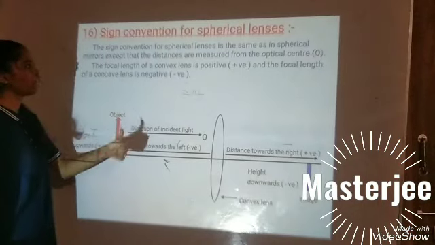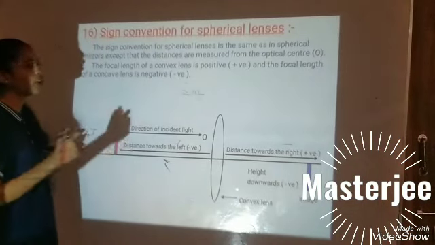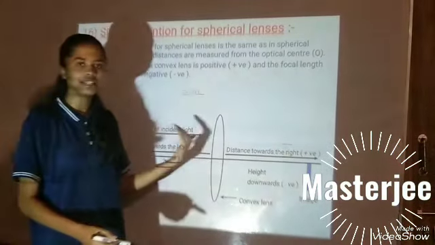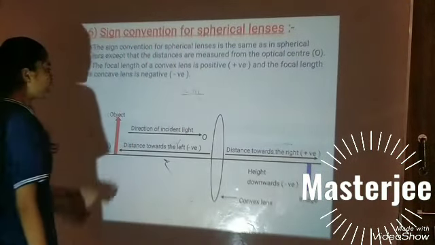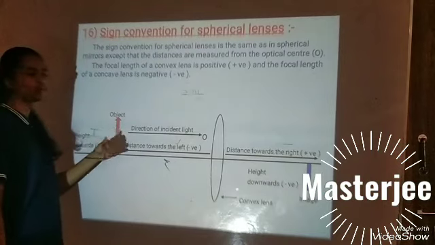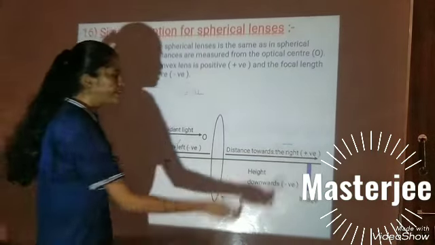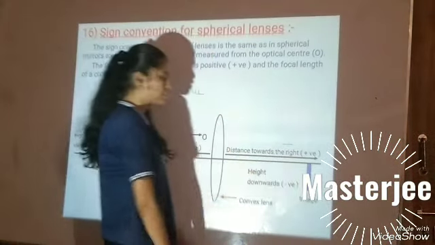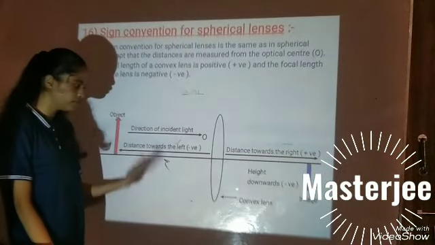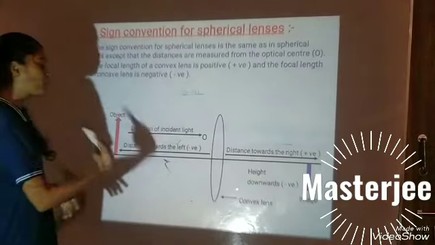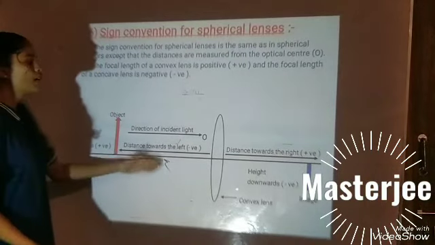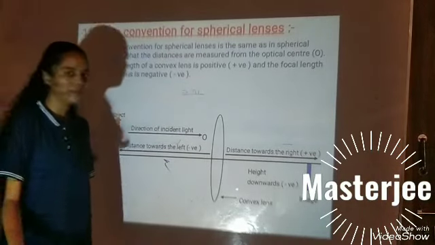Sign conventions for spherical lenses. The sign convention which we applied to spherical mirrors will be applied here. We take the direction of light from left to right. Distance to the right will be positive, distance to the left will be negative. If the height is measured above the principal axis, it will be positive, and if the height is measured below the principal axis, it will be negative.